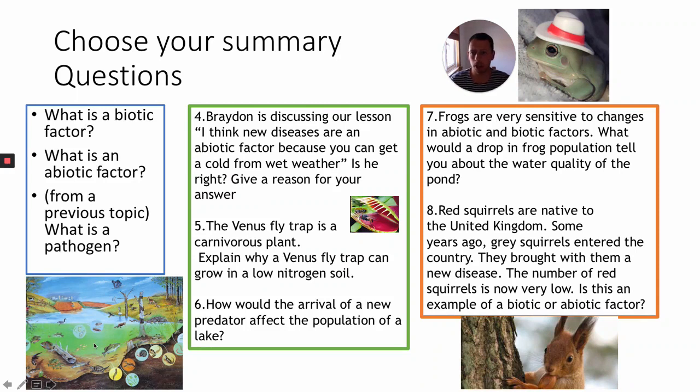So what I want you to do is choose two of these boxes. There's one that's based on a lot of keywords and just going over some previous content, the blue one. And then number 4 is where some of the tasks get a little bit more challenging and you just need to give little reasons for your answers and things like that. And then number 7 onwards can be quite challenging.